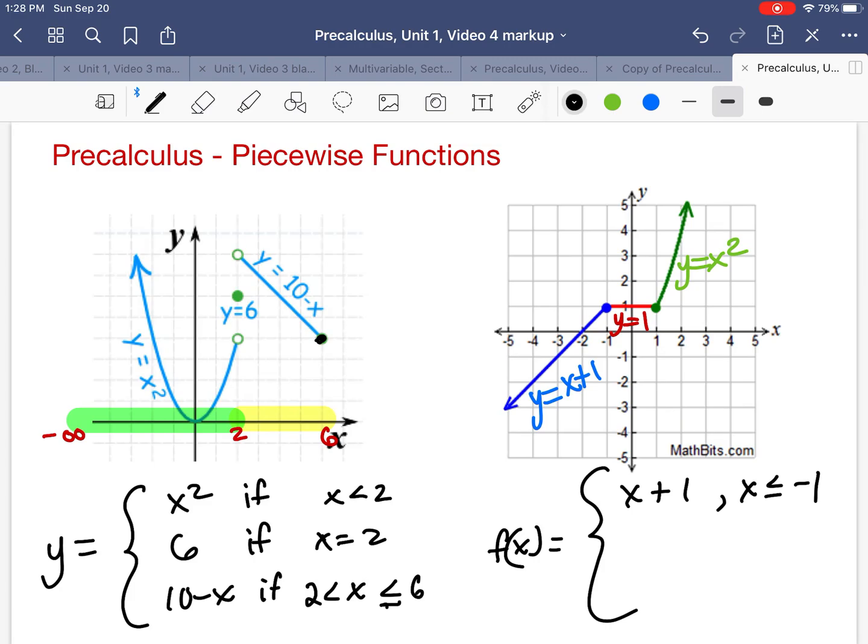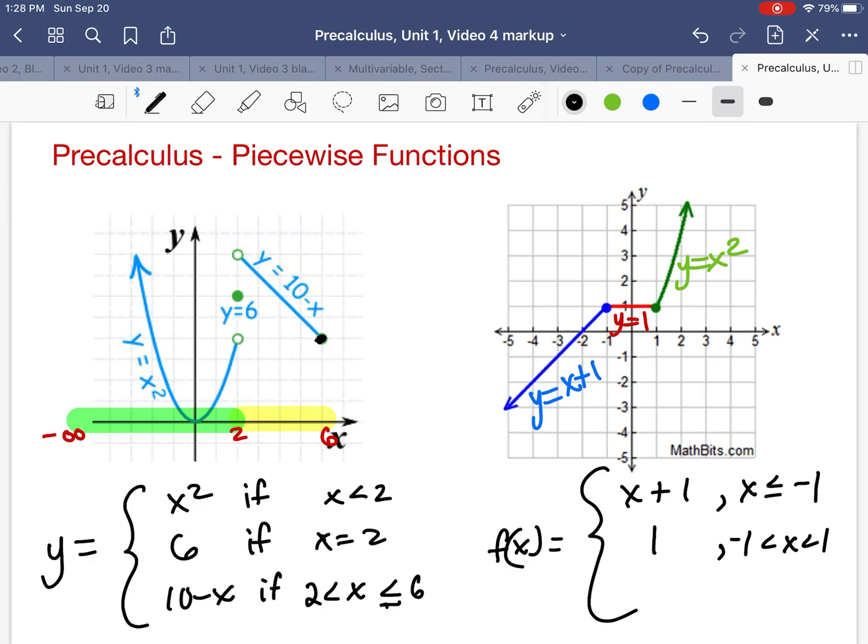Okay. And then I have to do the red one. So the red one is y equals 1, so I'm going to say y equals 1, comma. Now, since this blue dot and the green dot are kind of for the other graphs, we're going to say that only use this equation, y equals 1, if you're between -1 and 1, but not including those numbers. So x is between -1 and 1.